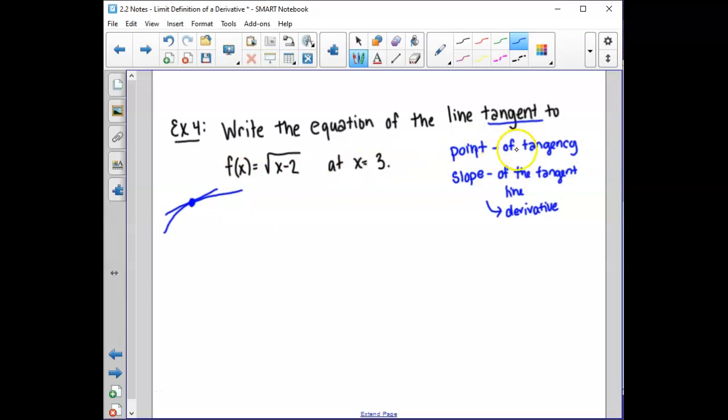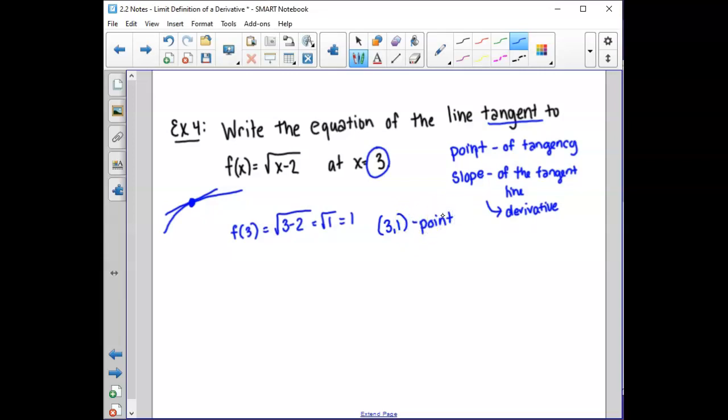To find the point, we just have to take the x value that we're looking at and plug it into the equation. So f of 3 in this case is the square root of 3 minus 2, which is square root of 1, which of course is 1. So that tells us that we have the point (3, 1) as the point of tangency that we see on the graph.